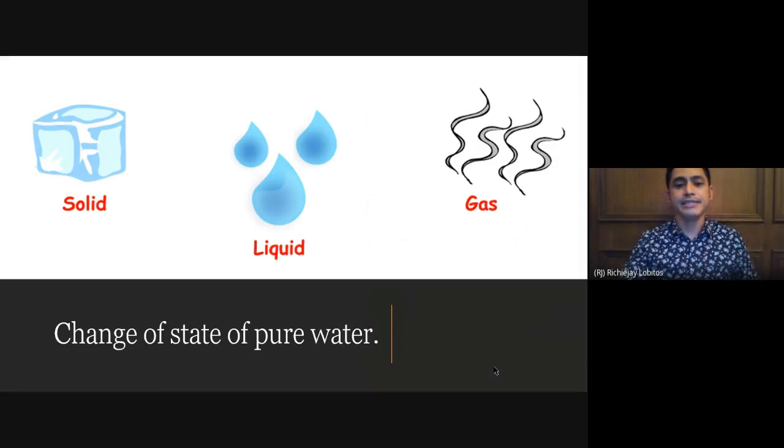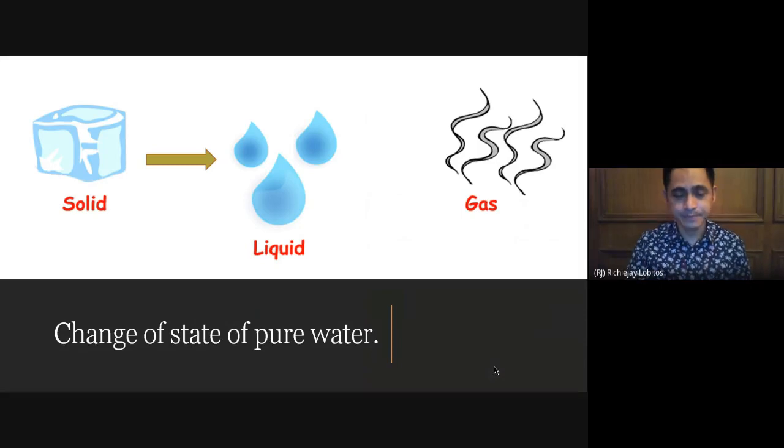Now, among these three, or among these examples of matter, water is very different. Is that because it can exist in three different states? It can exist in solid, liquid, and gas. And aside from that, it can actually change state depending on the amount of heat it loses or gains from its surroundings.